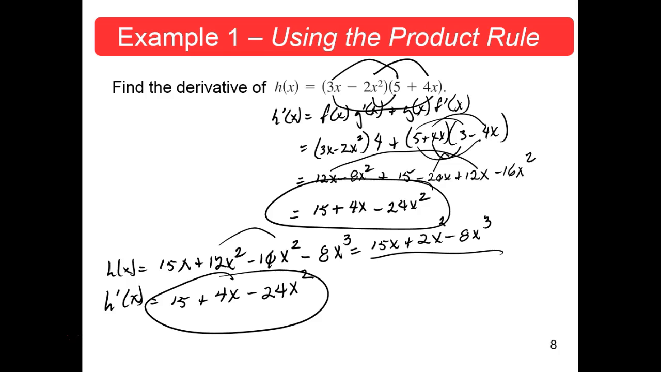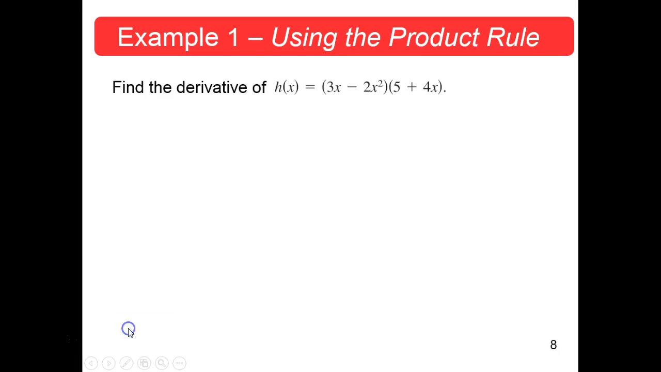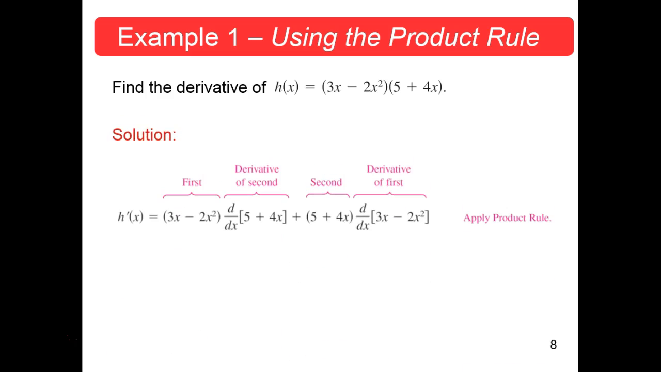Now, let's see how they did it. I bet you they did it somewhat similarly to what we did the first time. Can I erase? All right. The solution is designate this the first times derivative of the second plus the second times derivative of the first. That's the product rule. Though you can do it mix and match as long as you keep everything together.